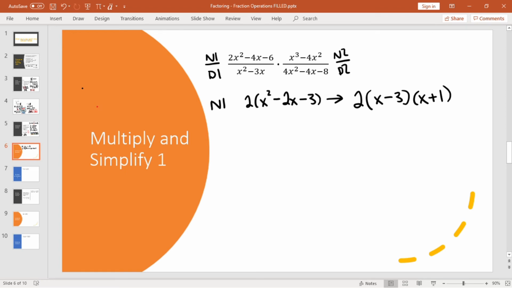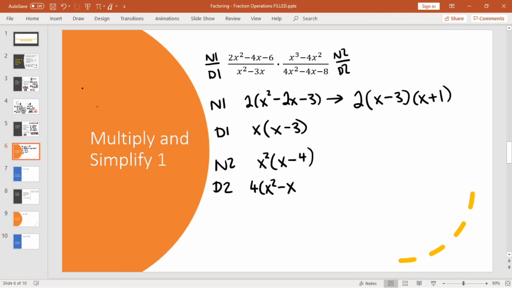There we go. Denominator 1, common factoring. Take out an x. X minus 3. Numerator 2 is also common factoring. This time I can take out x squared and end with x minus 4. And denominator 2 looks hard, but 4 is factored out and leaves x squared minus x minus 2, which is simple to factor. Don't forget the 4 in front. X minus 2, x plus 1.